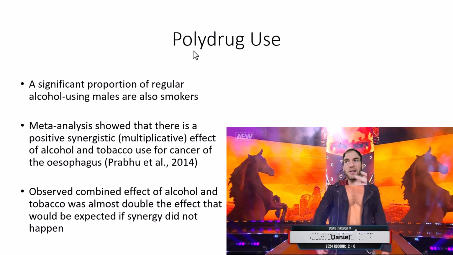This study looked at the impact of drinking alcohol and using tobacco, generally smoking it, and its link to cancer, specifically of the esophagus, aka the tube that connects basically your mouth to your stomach. And what they found was that polydrug use, that is smoking and drinking, increases the risk of esophageal cancer.